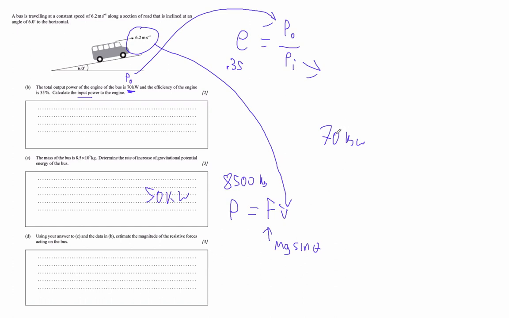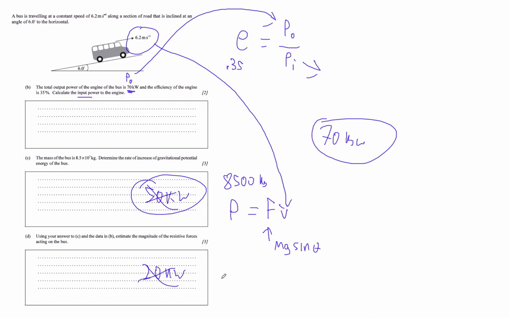Do you see that there's 70 kilowatts being put out? There's 50 kilowatts actually going into lifting it up the hill. Doesn't that leave 20 kilowatts left over? And what's that doing? Well, that's just working against the resistive forces. So find the difference between 70 kilowatts and your answer here, which is not 50, by the way.